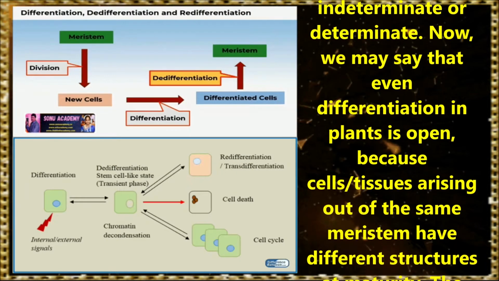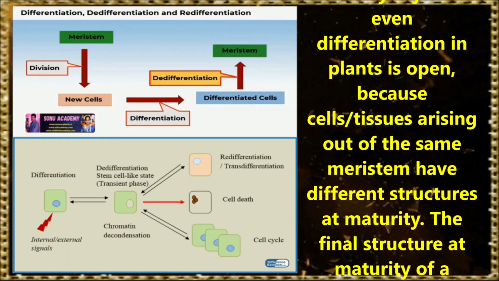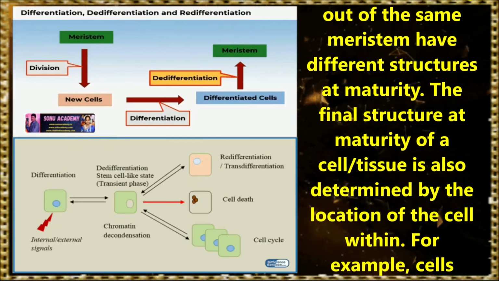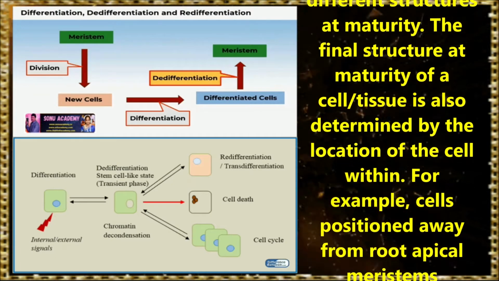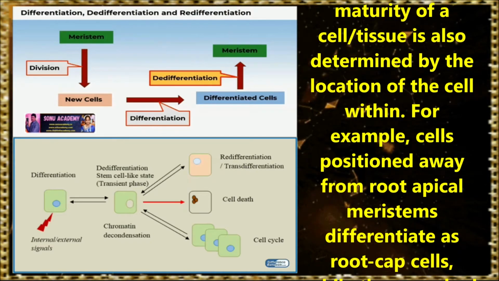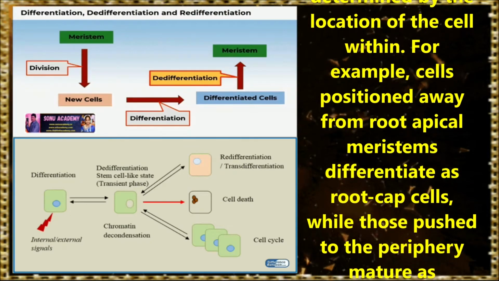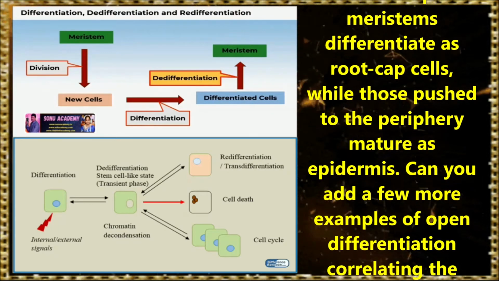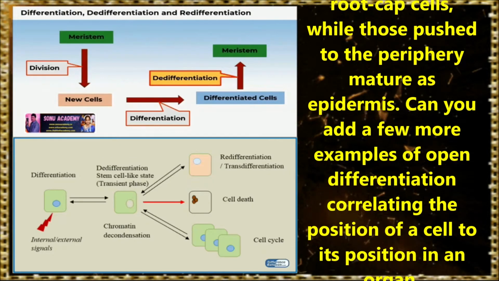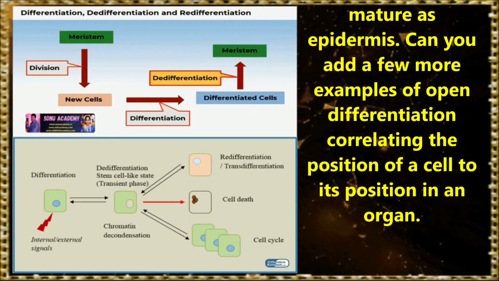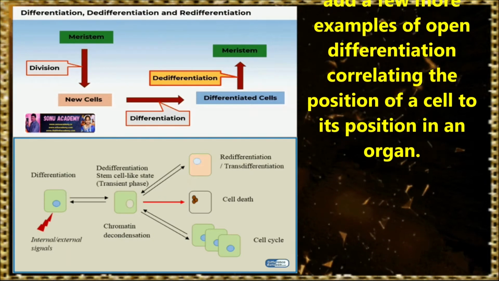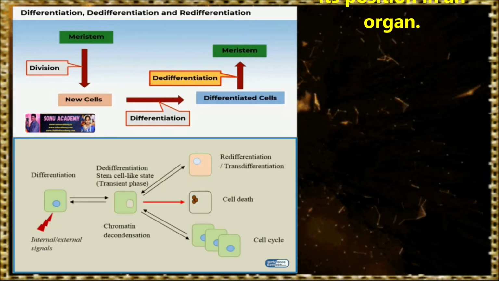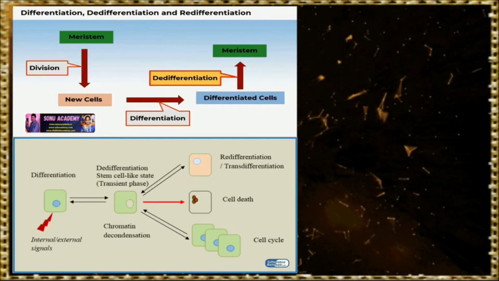Differentiation in plants is also open because the cells and tissues arising out of the same meristem have different structures at maturity. The final structure at maturity of a cell or a tissue is also determined by the location of the cell within. For example, cells positioned away from the root apical meristem differentiate as root cap cells, while those pushed to the periphery mature as epidermis. You can add a few more examples of open differentiation, correlating the position of a cell to its position in an organ.